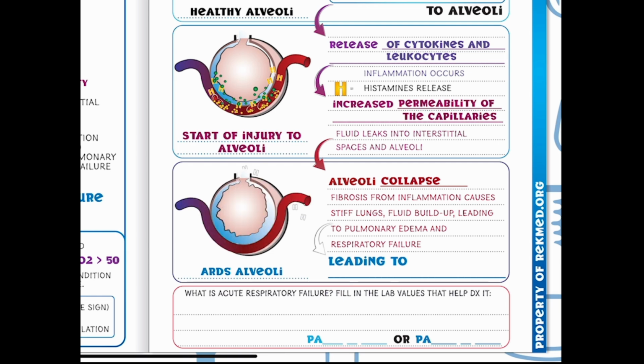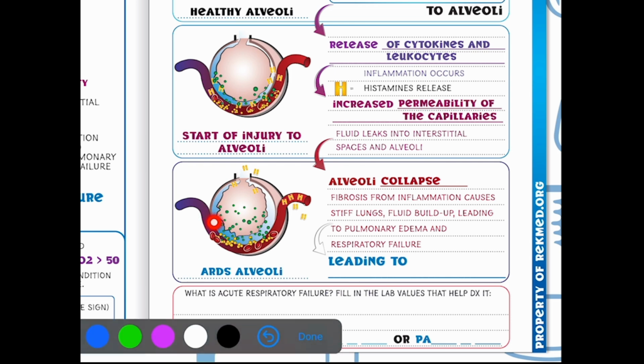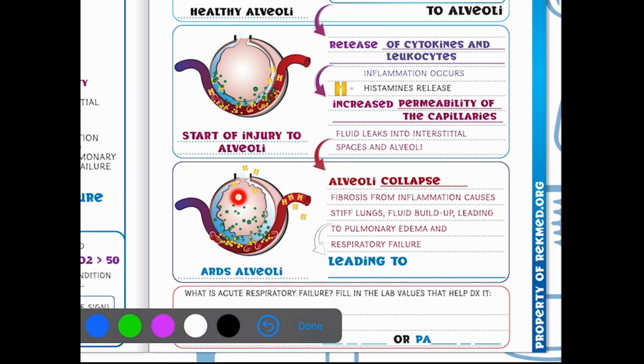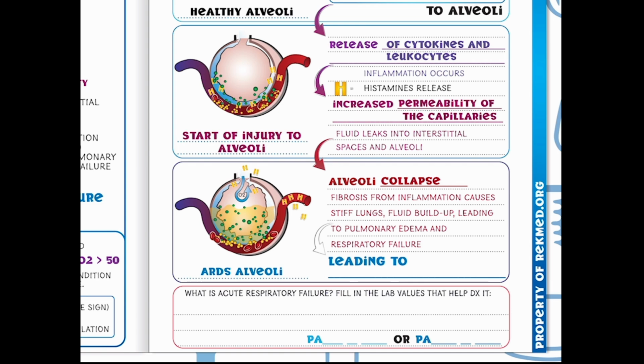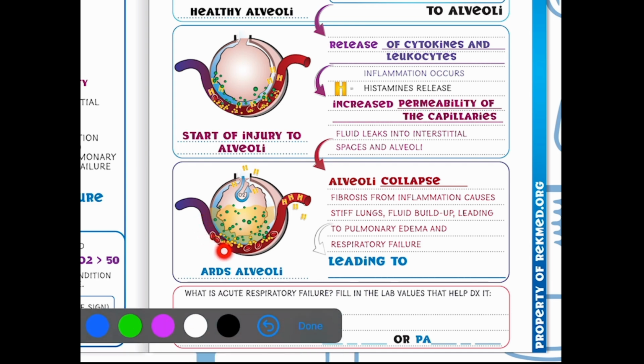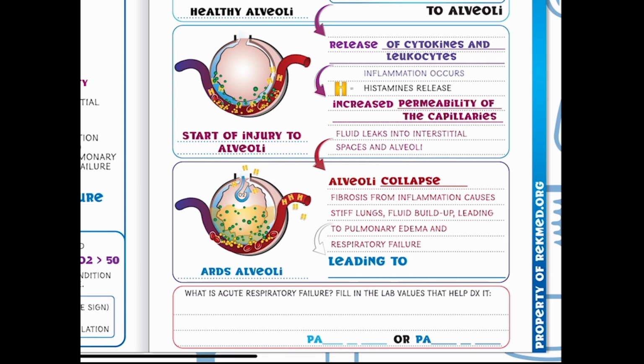So if we look right here, we see everything, our cytokines, our leukocytes, these histamines, but now our alveoli is even collapsing. And there's going to be a lot more fluid in between the spaces of our alveoli and these blood vessels. And as you can imagine, this is going to significantly impair our gas exchange. We're also going to see this decrease in our vascular flow as well. And all of this is going to lead to our respiratory failure.